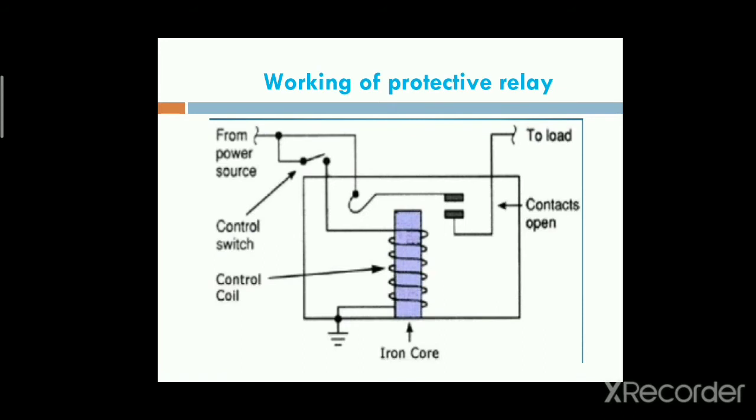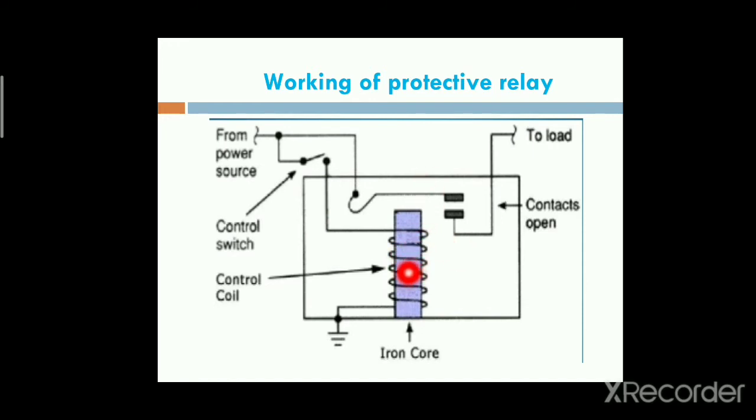Next, coming to the working or operation of protective relays. The main principle employed in the operation of the relay is either electromagnetic attraction or electromagnetic induction. This is the basic diagram for the protective relay. This is from the power source, and the power source is connected to one iron core.